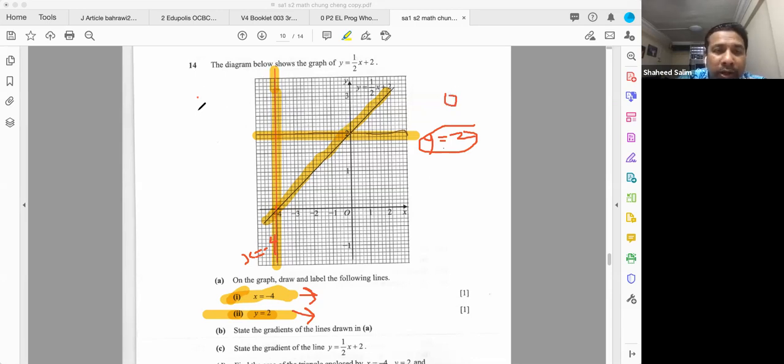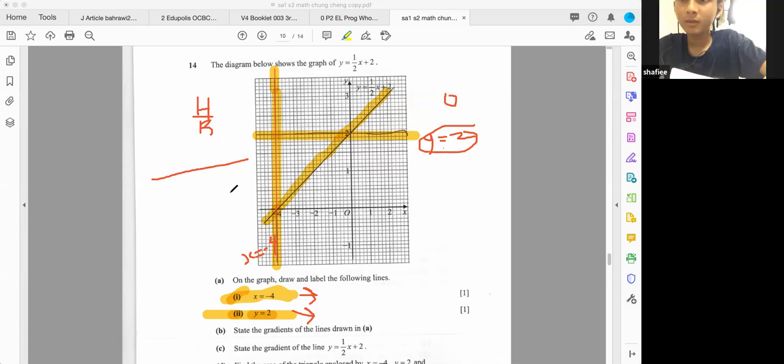Remember the formula for gradient is height over base. Remember that? I told you. Now there's no height. All the way we go, carry on, it's still 0, 0. It doesn't go up at all. Gradient means you can push like that. You can push a trolley up or you can push a trolley down.